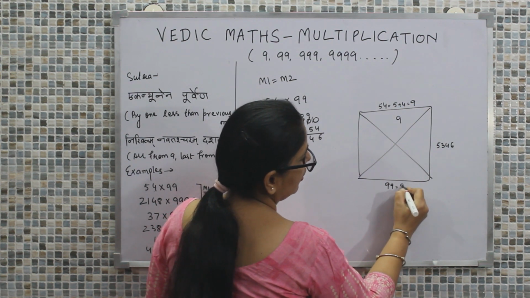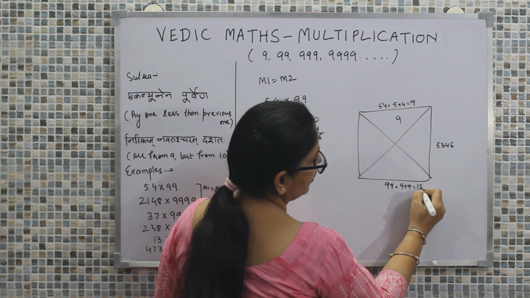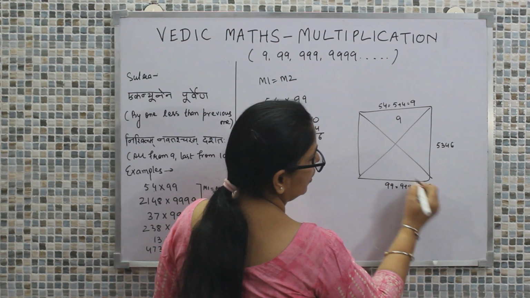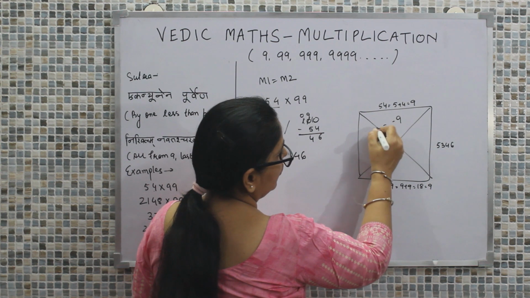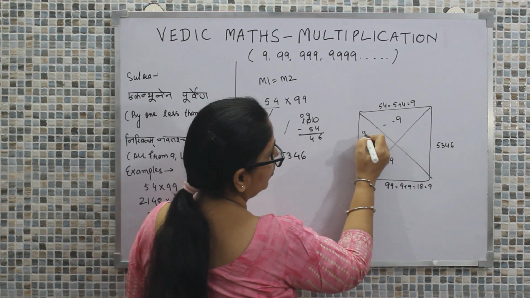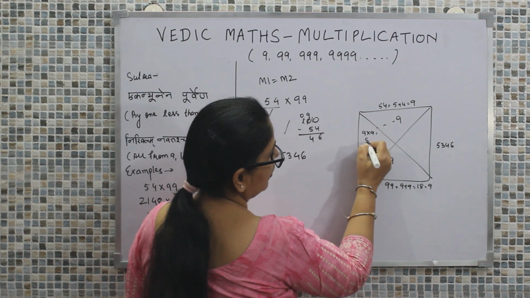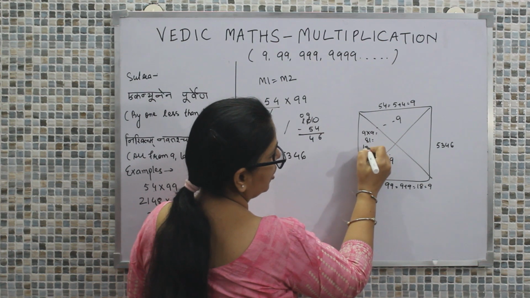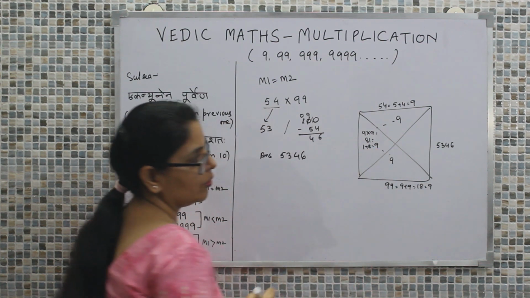9 plus 9, that is 18, and 8 plus 1 is 9. We calculate the multiplication of 9 into 9. 9 nines are 81, and 81 means 1 plus 8, that is 9.